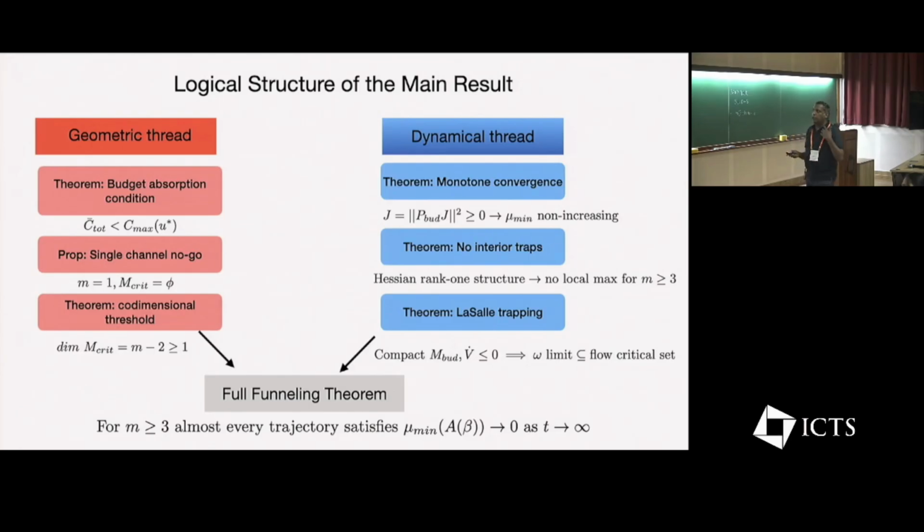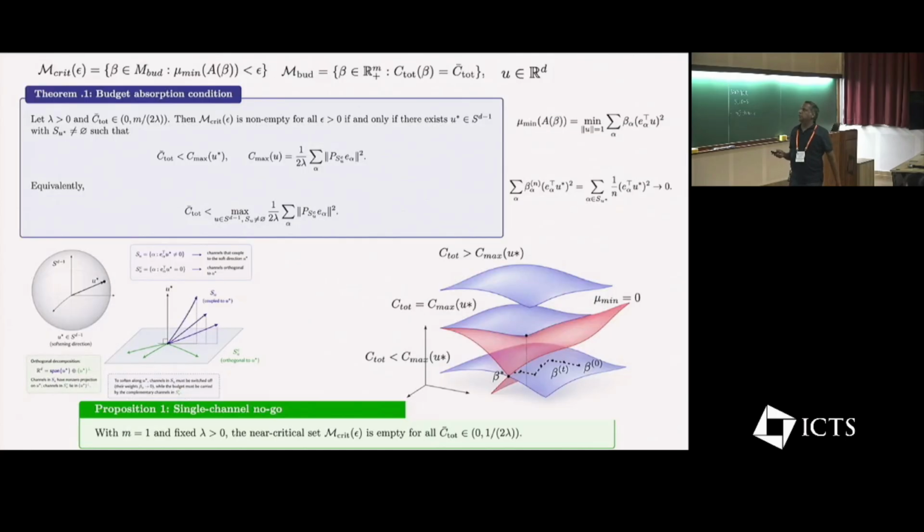Okay, so obviously in the interest of time, I don't have much time, so I will go through this very intuitively as much as possible. So first of all, let's say you have some particular budget. If you have M channels, you have M Lagrange multipliers in that variational function. So each of these budgets basically defines a particular manifold.